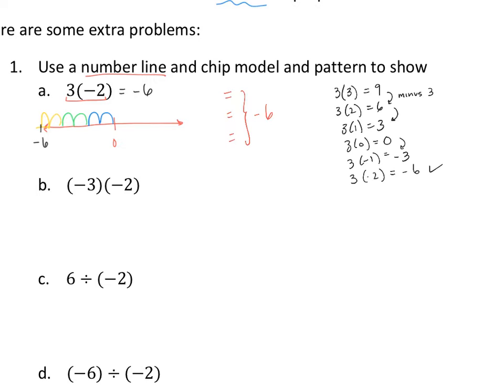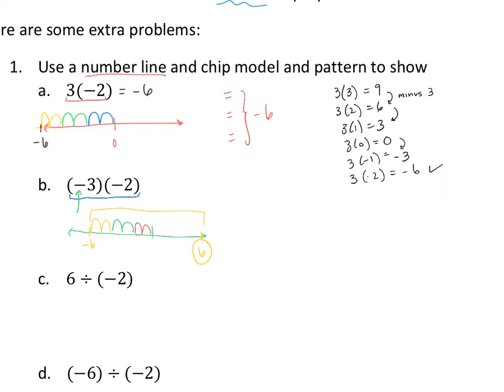So we're going to do that again, this time with negative 3 times negative 2. So for this one, we're going to read this as the opposite of 3 sets of negative 2. So on a number line, we already know 3 sets of negative 2. We just did that up above. And it wants the opposite of that. So that puts us on the opposite side, which puts us at positive 6.